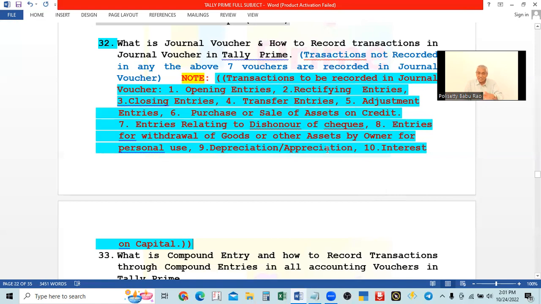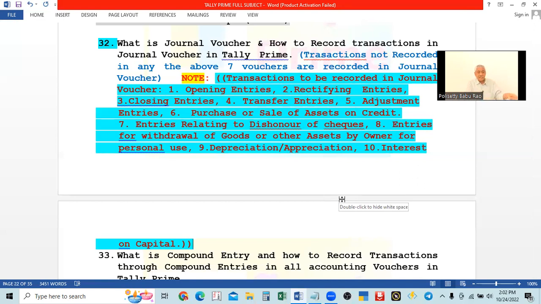In this case, this is the only difference. But in the case of journal voucher, no cash or bank is used, because cash or bank is used in receipt, payment, and contra vouchers only. So in the case of journal, cash or bank will not be involved. Okay, so this is about the journal voucher.